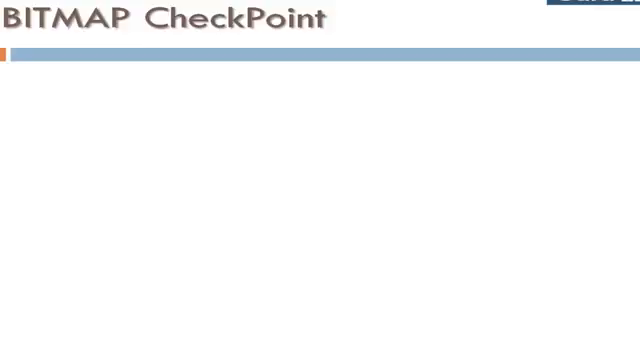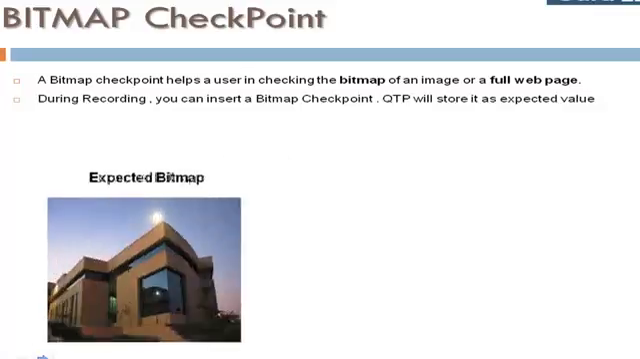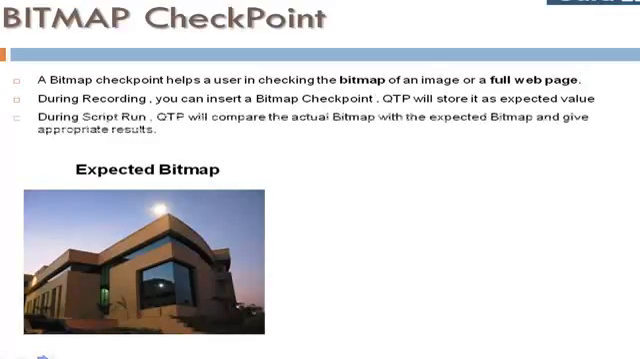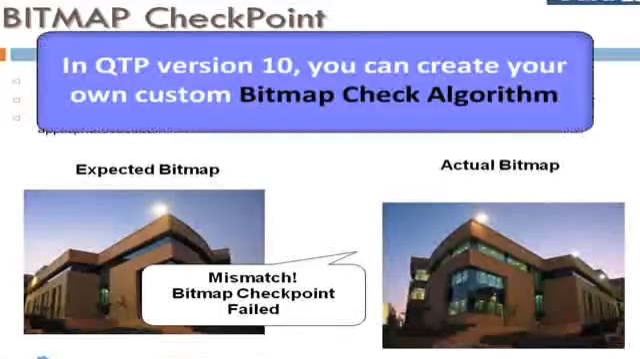Bitmap checkpoints. A bitmap checkpoint helps a user in checking the bitmap of an image or a full web page. During recording, you can insert a bitmap checkpoint. QTP will store it as the expected value. During runtime, QTP will compare the actual bitmap with the expected bitmap and give appropriate results. In practice, even when bitmaps are the same, the checkpoint fails most of the times. Hence, in QTP version 10 and above, HP has provided a feature to create your own custom bitmap check algorithm.